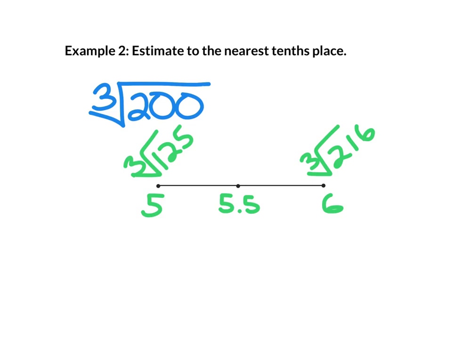And I can see that 200 is closer to 216, so I would estimate that it would be about here. So a good estimation would be about 5.8.